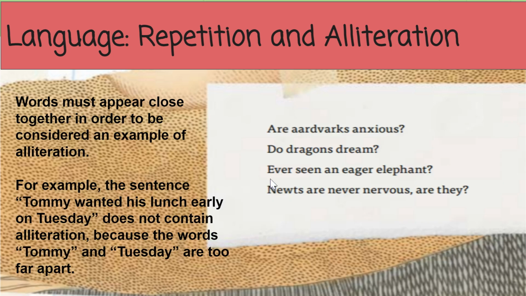Words must appear close together in order to be considered an example of alliteration. So for example, Tommy wanted his lunch early on Tuesday does not contain alliteration because the words Tommy and Tuesday are too far apart.